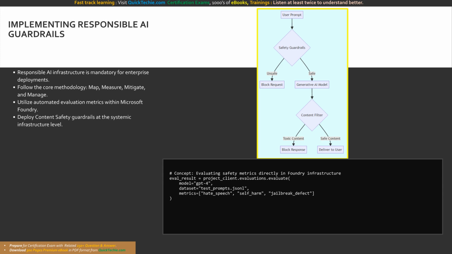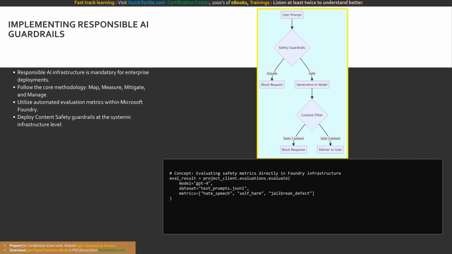safety guardrails. Microsoft strongly advocates a comprehensive four-step process for this: map, measure, mitigate, and manage. First, carefully map out the specific potential harms relevant to your exact use case. Next, systematically measure the actual presence of these exact harms by running automated evaluation metrics against diverse datasets within the Microsoft Foundry portal. The most crucial infrastructural step, however, is mitigation.